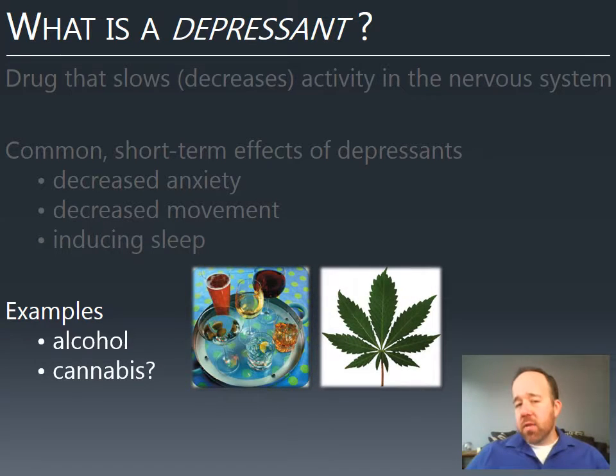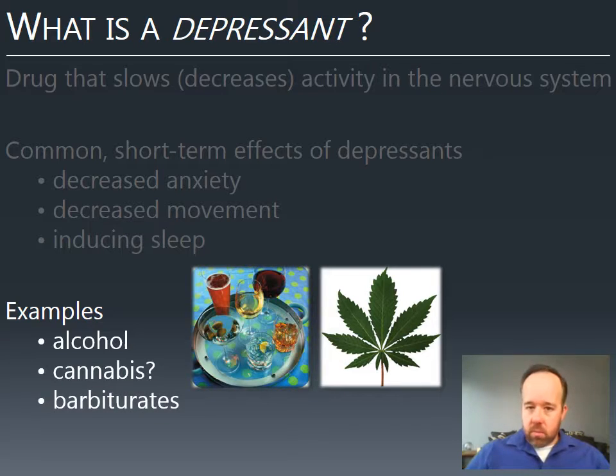Cannabis is sometimes classified as a depressant, oftentimes not. Cannabis in smaller doses can have depressant-like effects, but it has multiple effects at once, and some of those are not decreasing activity in the nervous system. In sufficient quantities, cannabis can actually be a hallucinogen. And so we don't classify cannabis typically as a depressant, even though it has certain depressant-like effects.